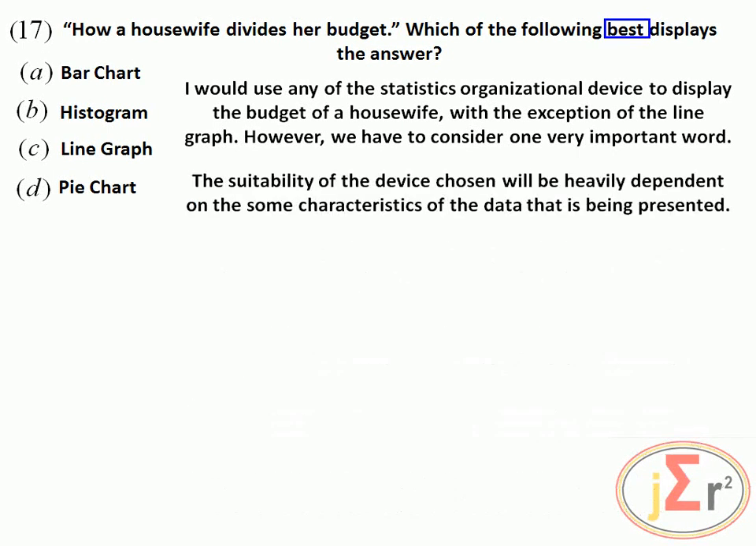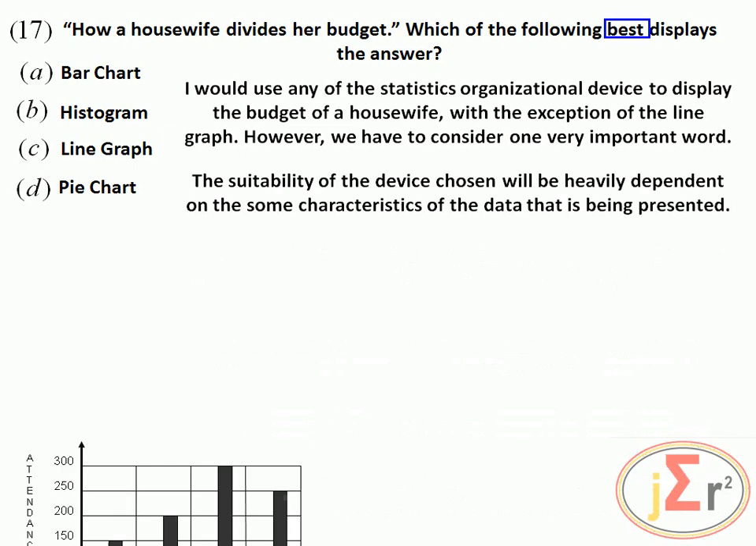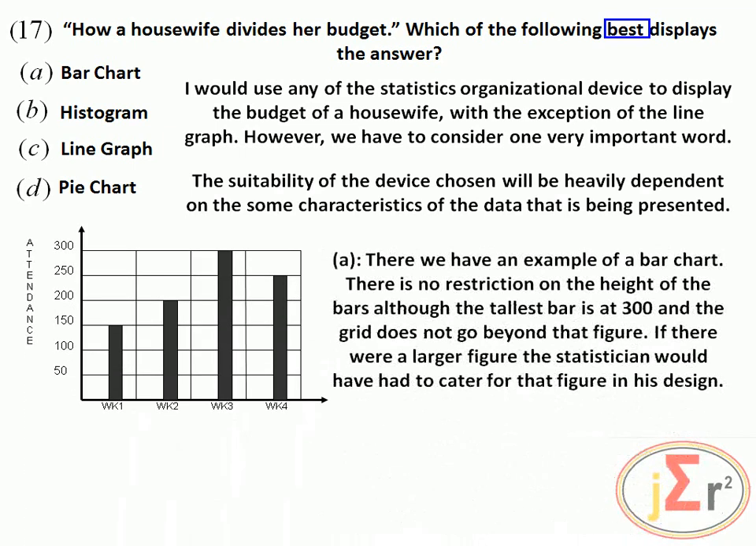The suitability of the device chosen will be heavily dependent on some characteristics of the data that is being presented. For option A, bar chart, there we have an example of a bar chart. There is no restriction on the height of the bars, although the tallest bar is at 300 and the grid does not go beyond that figure. So in a bar chart, the height of the bar will have no limit. But in this particular case, we have the tallest bar going up to 300. If there were a larger figure, the statistician would have had to cater for that figure in his diagram.